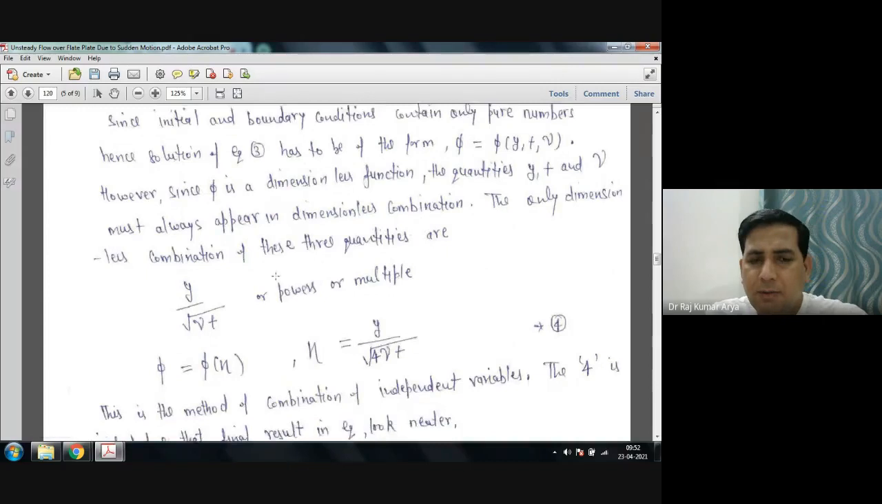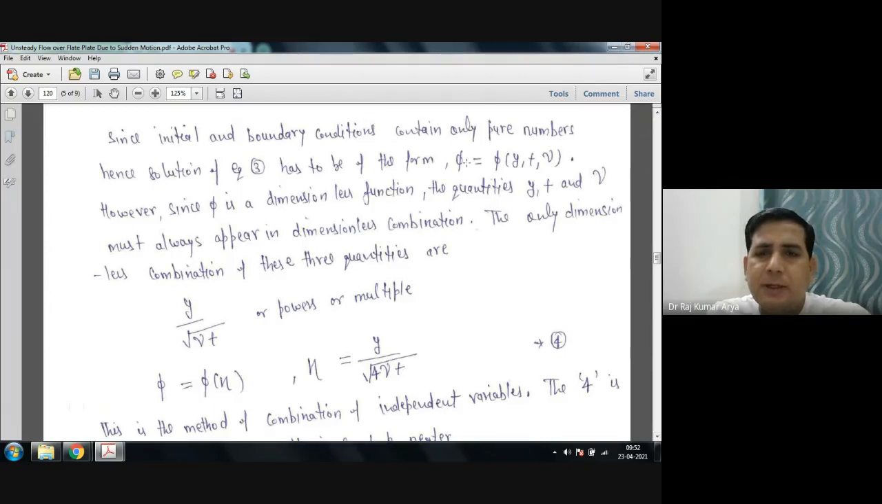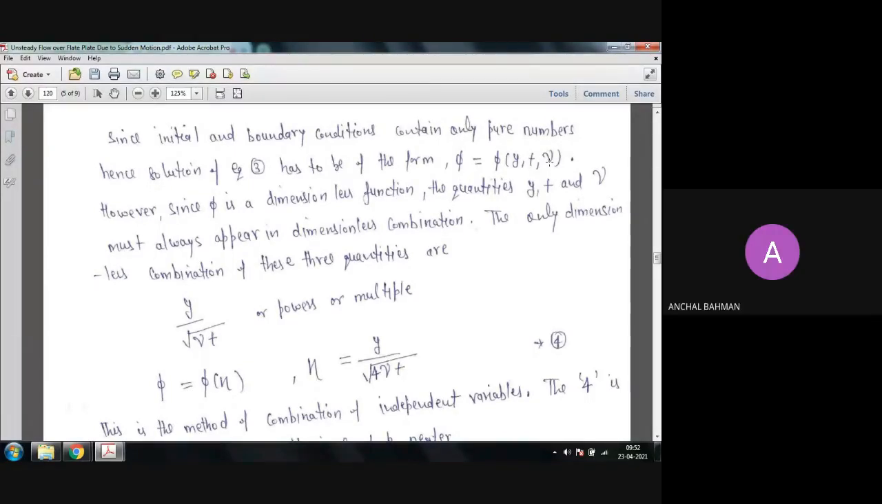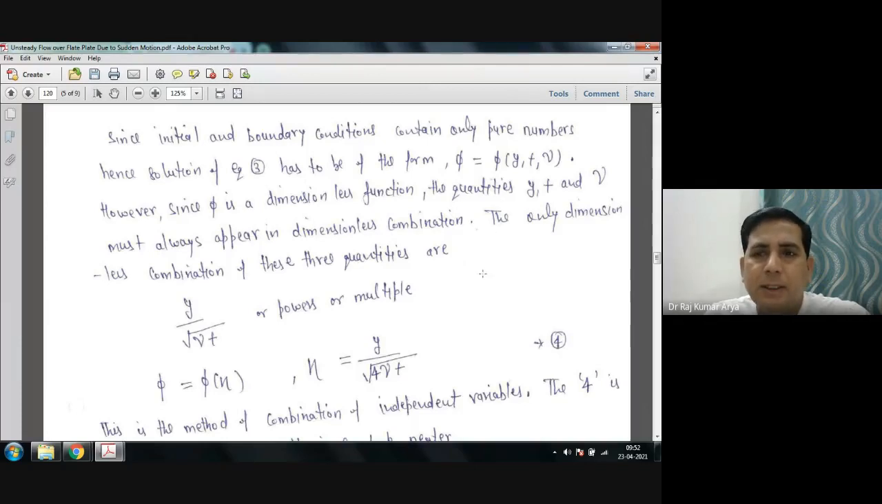We want to non-dimensionalize our distance coordinate. From the previous one, you can say that phi is a function of y, t, and nu, right? These are the three variables there. Now we can club these and make another variable, which can be a combination of y, t, and nu. So we can non-dimensionalize this distance y by writing y upon the square root of nu into t. So this would become a dimension of distance only.